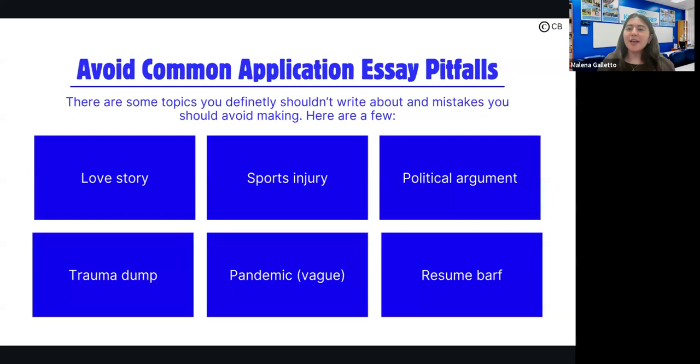Like Cece mentioned, there's a lot of stories that are extremely overdone, especially in the college admissions writing circles. Sports injuries are definitely one of those topics. Don't do it.